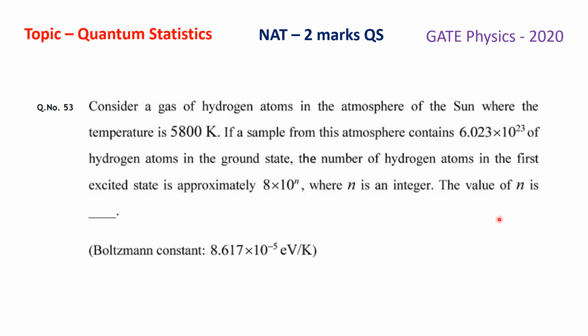The value of n is, so basically we have to find the integer value of n in this 8 into 10 to the power n. One information is given here, that is Boltzmann's constant value is 8.617 times 10 to the power minus 5 electron volt per Kelvin. So now let us see how we can solve this problem.